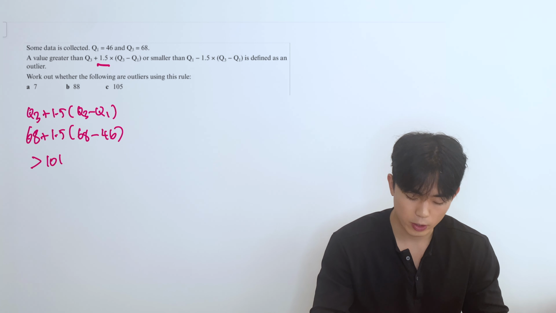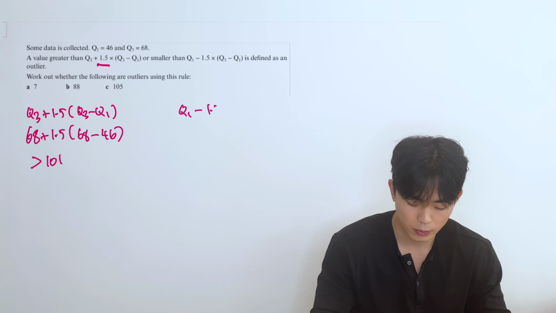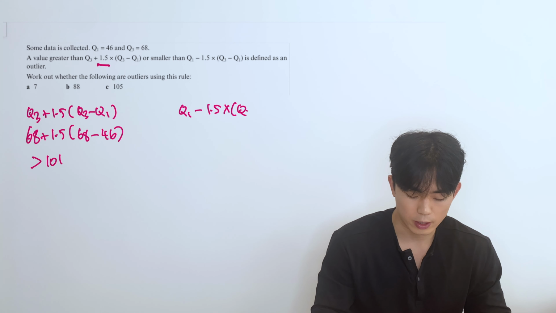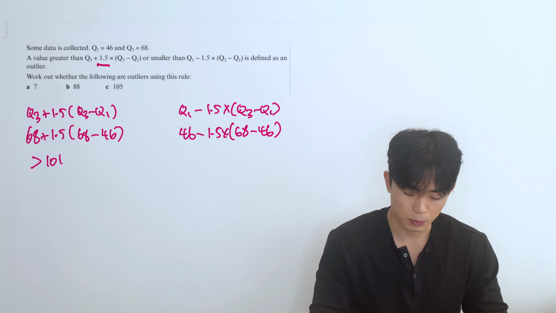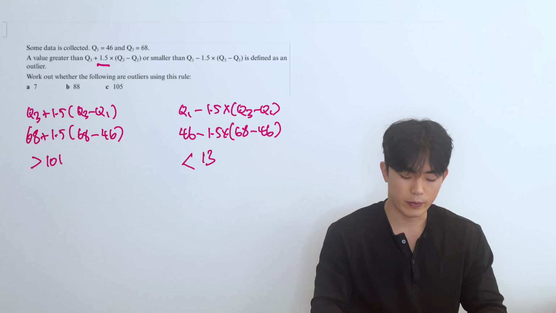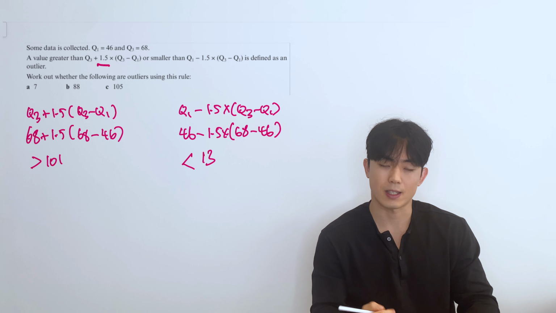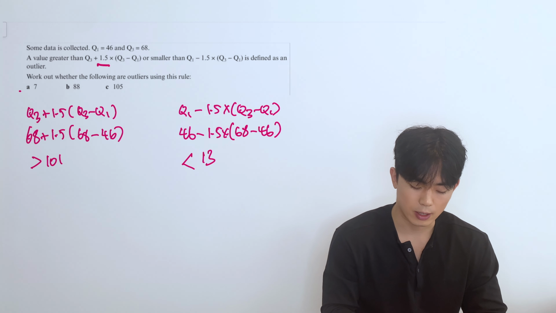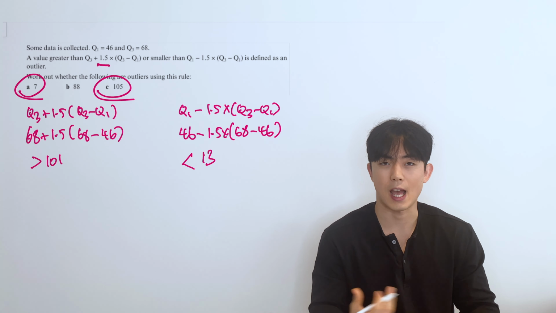To find the lower value, it's Q1 minus 1.5 times the interquartile range. So Q1 is 46 minus 1.5 times (68 minus 46). And so the lower value would be 13. Okay, so if it's larger than 101, it's an outlier. If it's less than 13, it's an outlier. As you can see, 7 and 105 would be outliers, therefore.